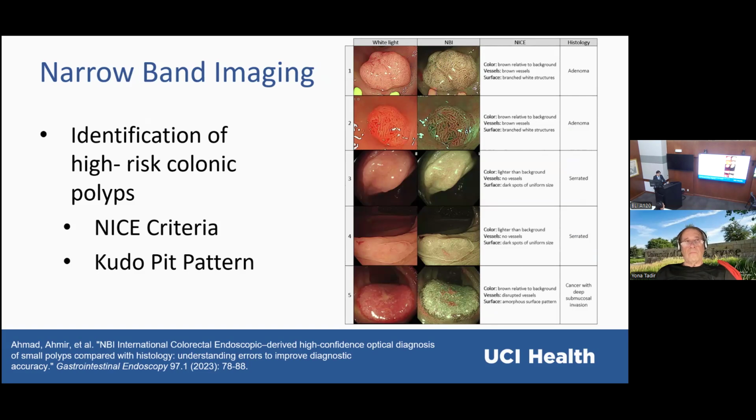So white light is on the left, NBI is on the right. You can see it enhances some of these features. The adenomatous polyps, which can potentially become colorectal cancer, look a little like a brain here. It enhances the blood vessels and looks more brown in relation to the remaining mucosa. The ones on the top are adenomatous polyps. The ones in the middle are serrated polyps. Both can be precancerous. And the bottom one is a cancerous lesion that has deep invasion to the submucosa.